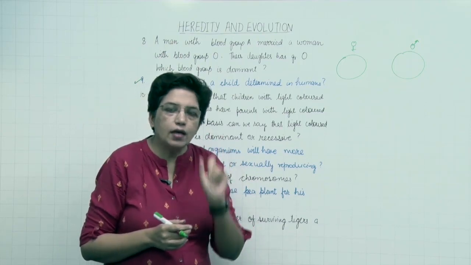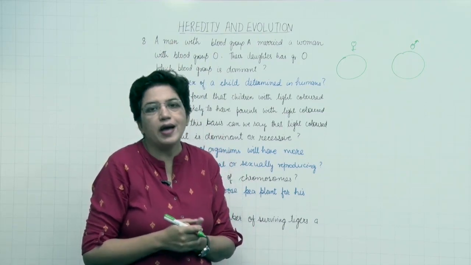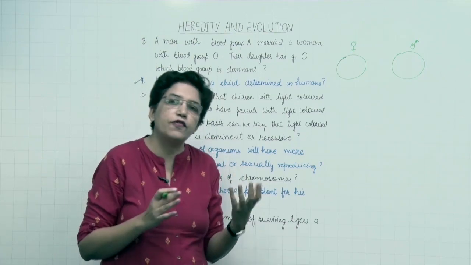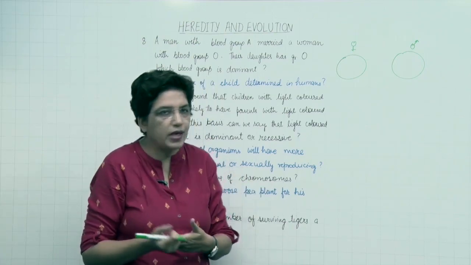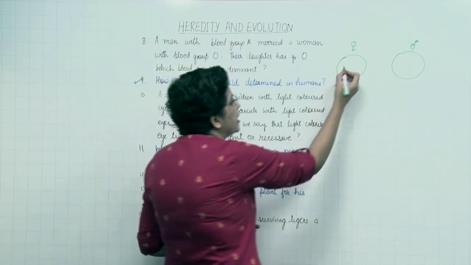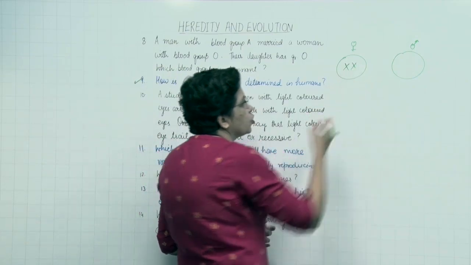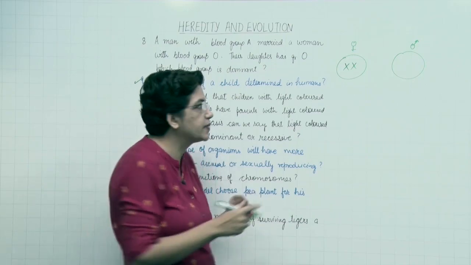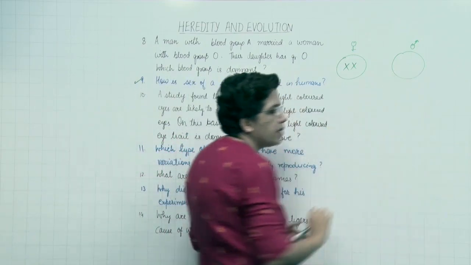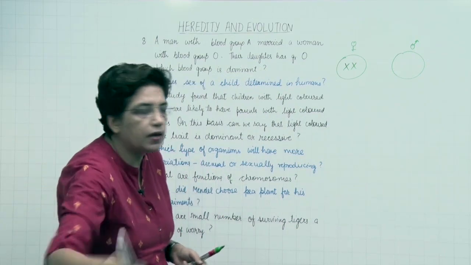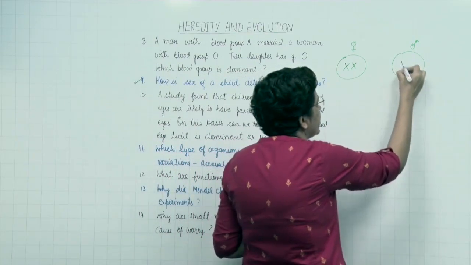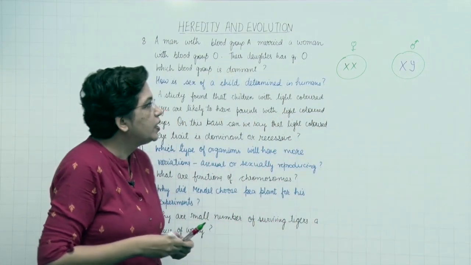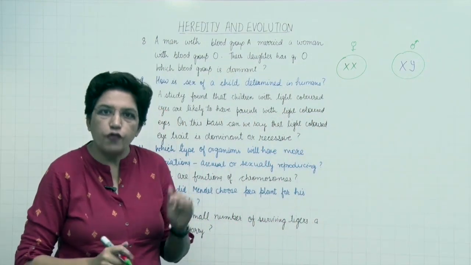But the 23rd pair actually determines the sex of the organism. The 23rd pair is different in males and in females. In females, it is X and X chromosomes. This is how we represent it, XX chromosome in females. On the other hand, in males, the 23rd pair is represented as XY chromosome. Okay? So, now first step is gamete formation.